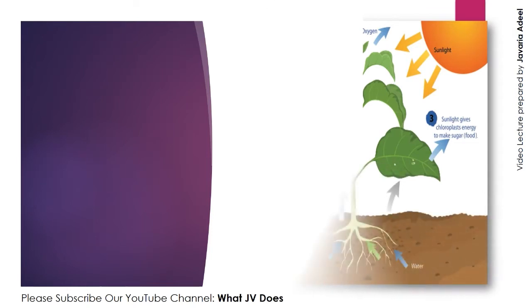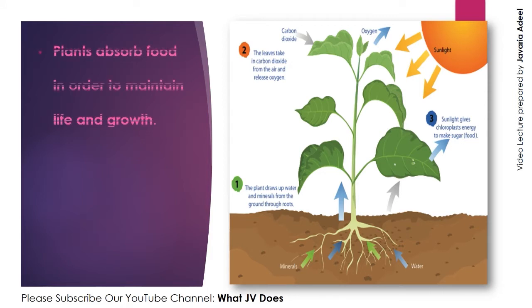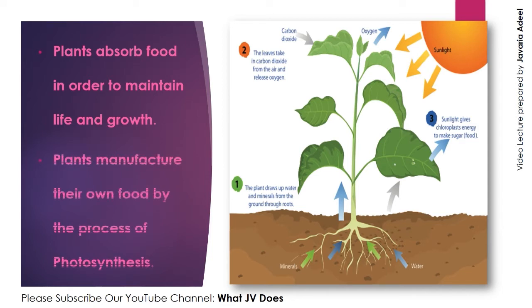Now, do you know that food is not only the requirement of animals and humans? Just as we make our food, plants too manufacture their own food by the process of photosynthesis. This food is absorbed by the plants in order to survive and to maintain life growth.